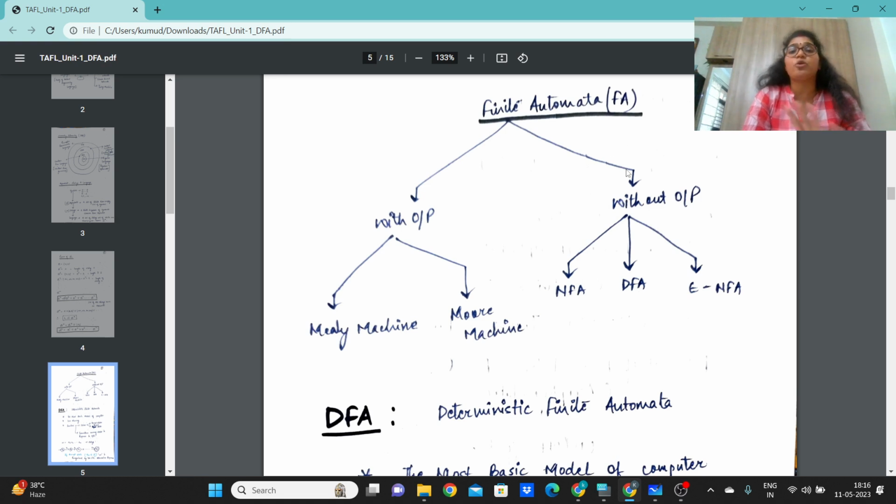और वो machines जो आपको output नहीं देगी, वो सिर्फ ये बताएगी कि string accept हुई है या reject हुई है. वो आपको कोई output नहीं देती है, वो सिर्फ ये बताती है कि आपने जो भी string input करोगे वो reject हुई है या accept हुई है. सिर्फ acceptability वो आपको बताएगी, whether the string is rejected or accepted by the machine, okay. So वो machines कौन सी होती है: NFA, DFA, epsilon NFA. So these are the machines which are without output. Mealy and Moore are with output, okay.